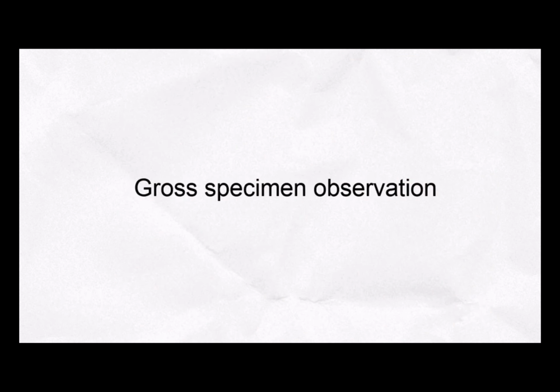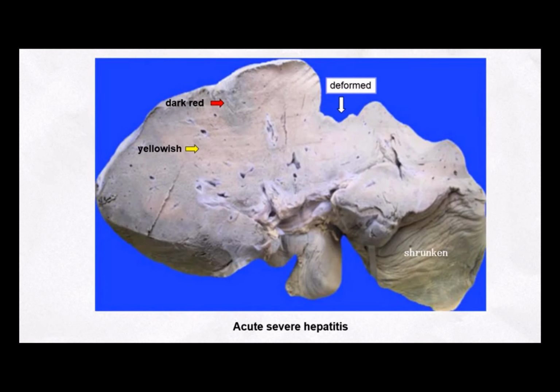Okay, now let's move on to the second part, gross specimen observation. This is an acute severe hepatitis. The liver decreased in size. It's significantly shrunken and deformed. On the cut surface, the liver shows a yellowish green or dark red appearance. Necrotic areas have a muddy red, mushy appearance.